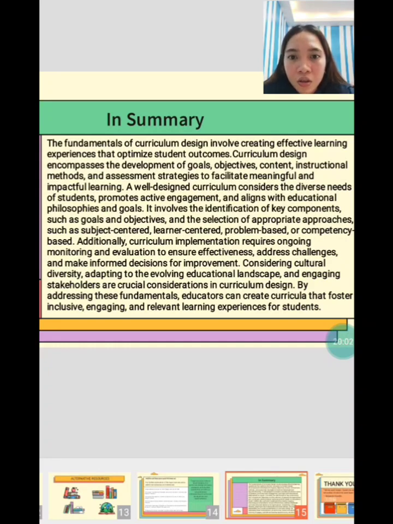Considering cultural diversity, adapting to the evolving educational landscape, and engaging stakeholders are crucial considerations in curriculum design. By addressing these fundamentals, educators can create curricula that foster inclusive, engaging, and relevant learning experiences for students.